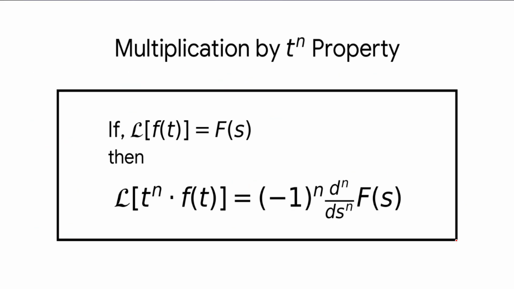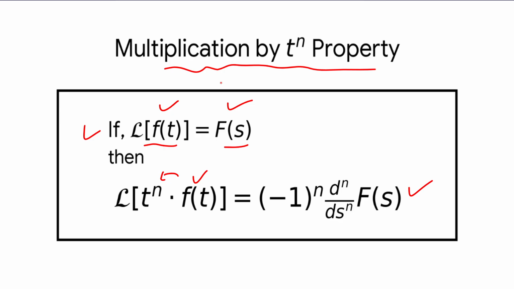Let's see the second property. The second property of this concept is multiplication by t raised to n. If any function is multiplied by a t raised to n term, then how to find the Laplace? So our main formula is, if Laplace of f of t is equal to F of s, meaning the function is always in the form of t and its Laplace is always in the form of s. Then if t raised to any power is multiplied to f of t, we use this formula.